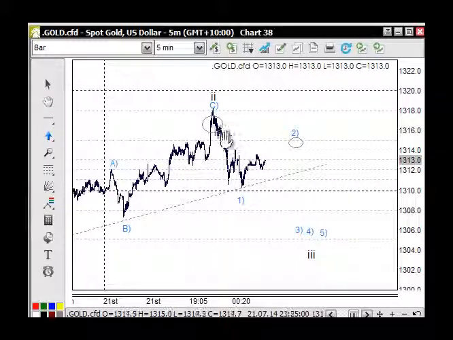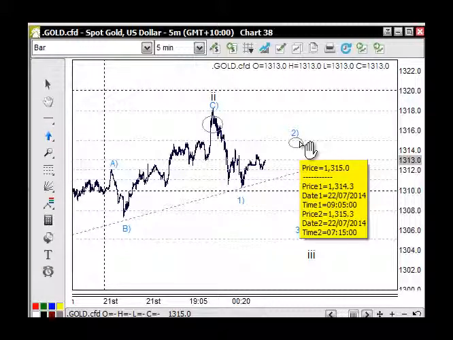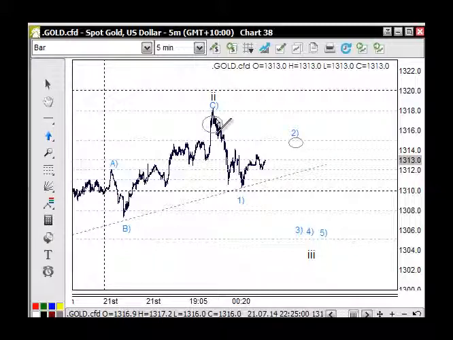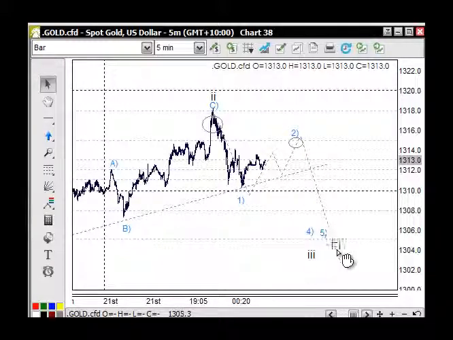So this move down through here counts as 5 waves. We're looking for an A and a B and a C wave back up close to the 13-15 area through here, and then we'll see wave 3 to the downside. So basically down for 1, A, B, and C back here, and then wave 3 down somewhere in this area through here. Wave 3, wave 4, wave 5 to make wave 3 here with me.